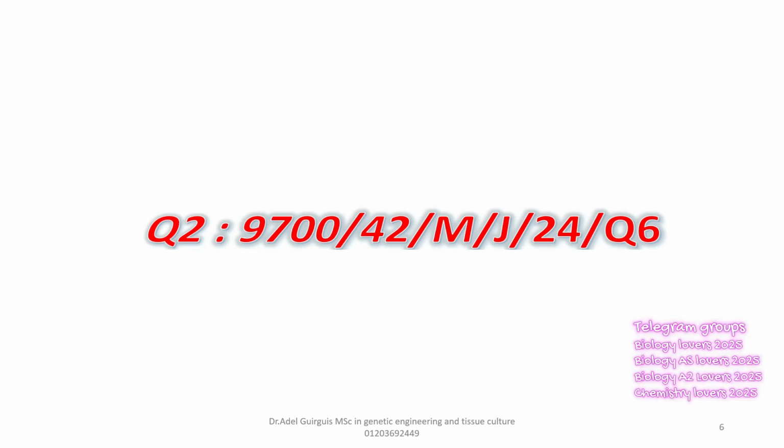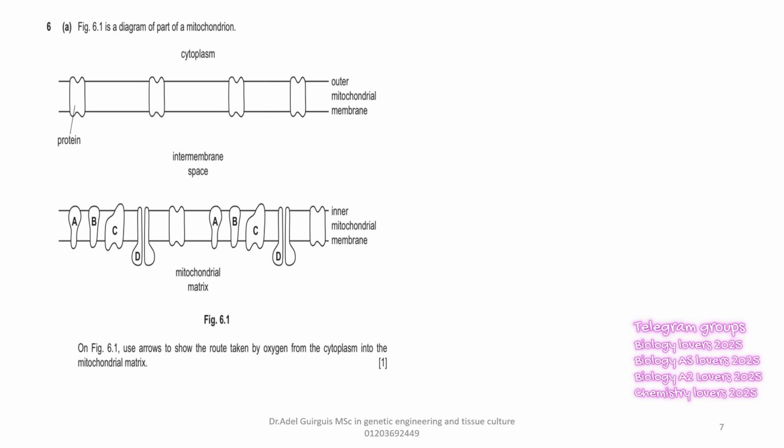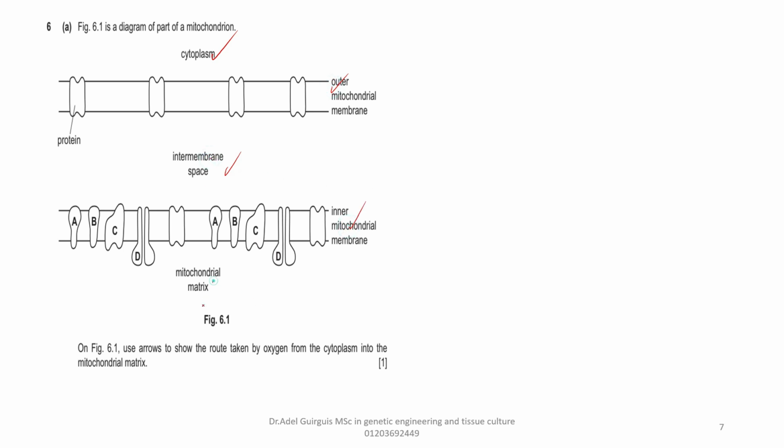Question number 2 from paper 4, variant 2, May June 24, question number 6. Here figure 6.1 is a diagram of part of a mitochondrion. Here outside is the cytoplasm, intermembrane space, outer membrane, inner membrane, and in between, the intermembrane space. Here is the matrix of the mitochondria. On figure 6.1, use arrows to show the route taken by an oxygen molecule from the cytoplasm into the mitochondrial matrix.